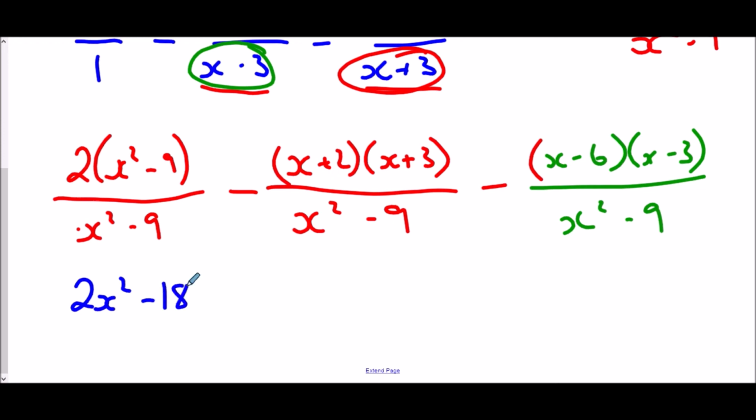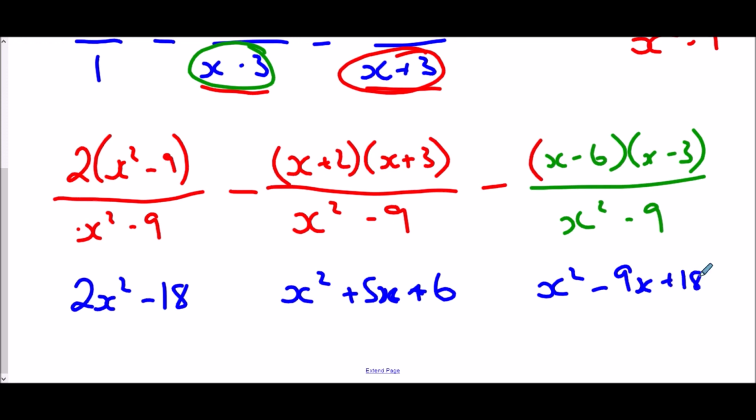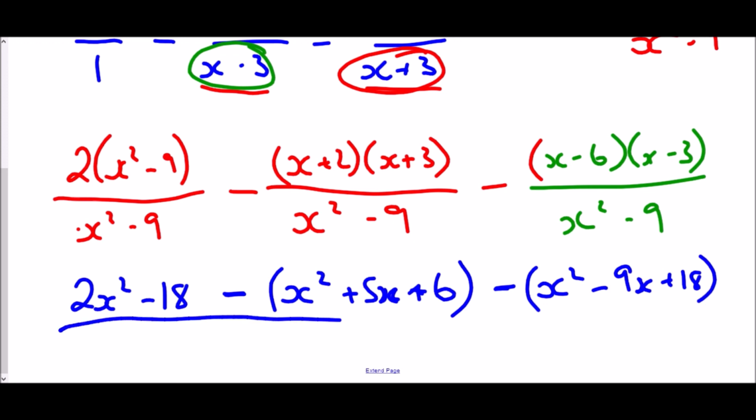(x plus 2)(x plus 3), well, that's going to be x squared plus 5x plus 6. And then the last section, that's going to be x squared take away 9x plus 18. Now, this is going to be a subtraction, but I'm subtracting everything in there. And this is going to be a subtraction as well, but I'm subtracting everything in there. And it can all be written over the same denominator, x squared take away 9.